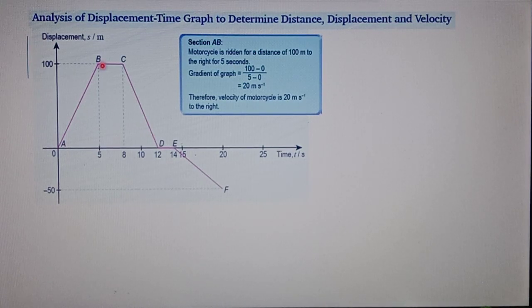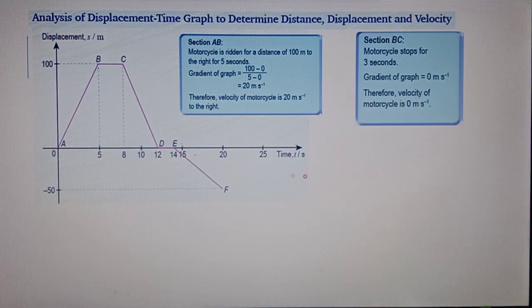Okay, next BC. So for BC, you can see the displacement is constant, meaning the motorcycle is not moving, staying at the same position. So the motorcycle stops for how many seconds? 5 to 8, meaning 3 seconds. Okay, so the gradient of the graph is 0, therefore the velocity is 0. So an object at rest normally has velocity equal to 0.